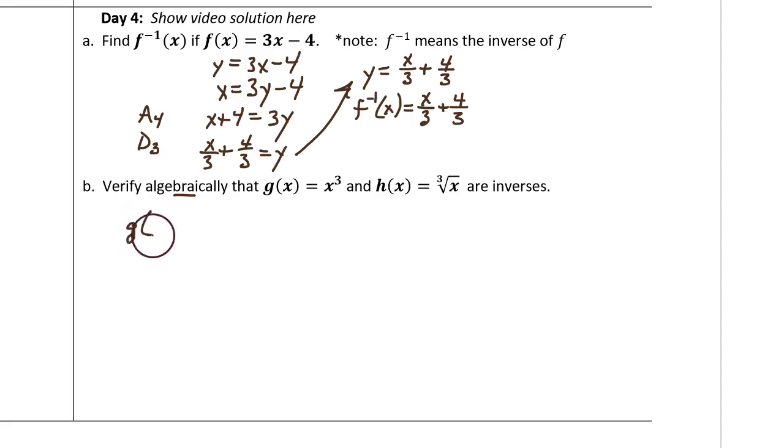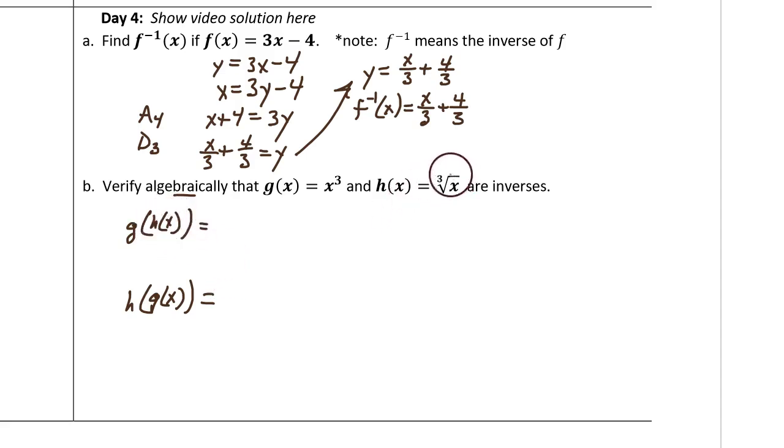First, let's take function h and input it into function g. Let's also take function g and input it into function h. If we get the answer x both times, then they are inverses. So let's work this out and see what happens.